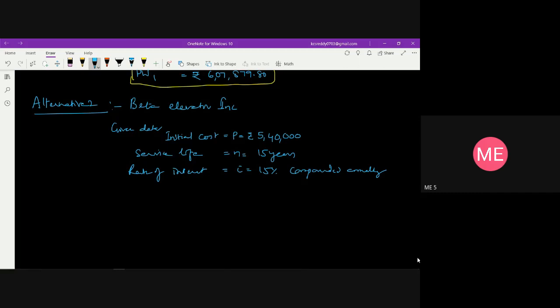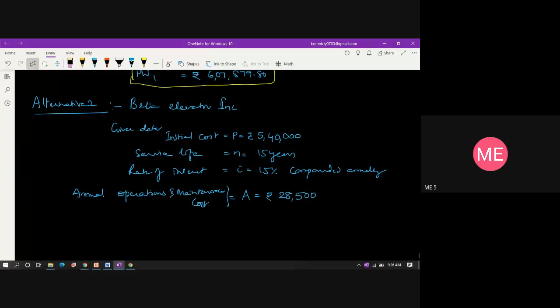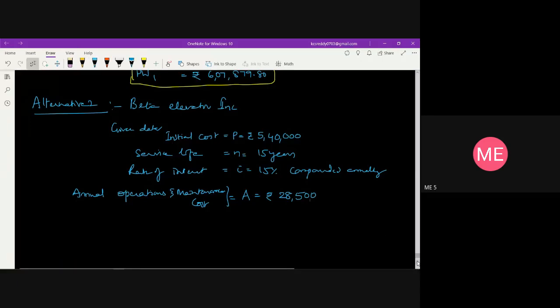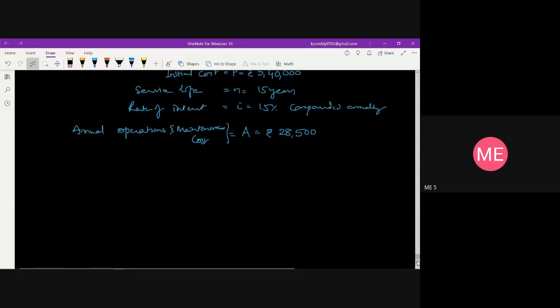Then we have the annual operations and maintenance cost. That is given as A, and it is mentioned that rupees 28,500. Right. So this is the given data. From this, I'm going to draw the cash flow diagram.